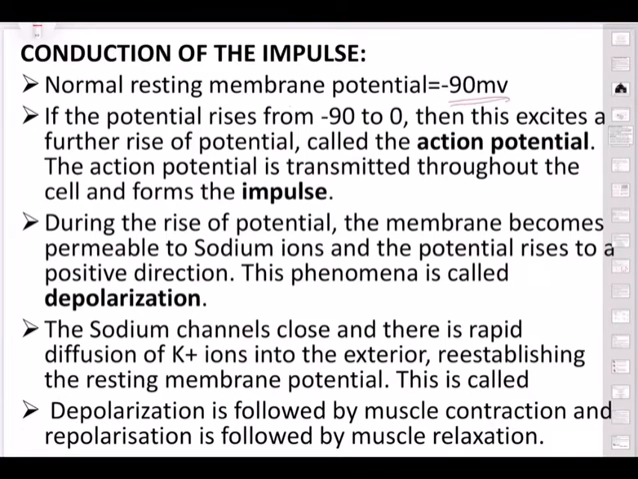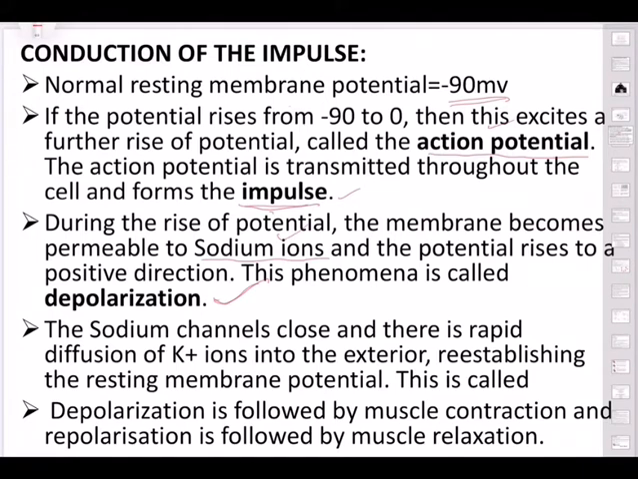Conduction of the impulse. Normal resting membrane potential is minus 90 mV. If the potential rises from minus 90 to 0, then this excites further rise of the potential called action potential. The action potential is transmitted throughout the cell and forms an impulse. So what is basically required? Action potential. And the action potential will lead to impulse. During the rise of the potential, the membrane becomes permeable to sodium ions, Na+, and the potential rises in a positive direction. This phenomenon is called depolarization. So remember, whenever there is a depolarization, muscle contraction takes place, and contraction is possible only when Na+ is present, sodium ions. This is the connection.